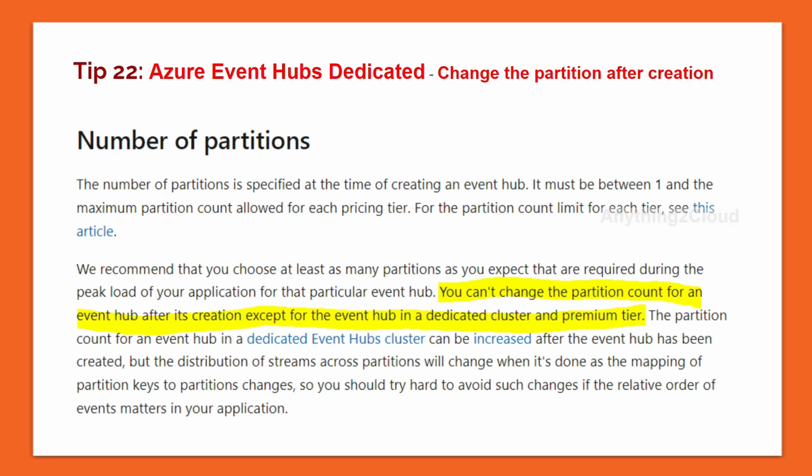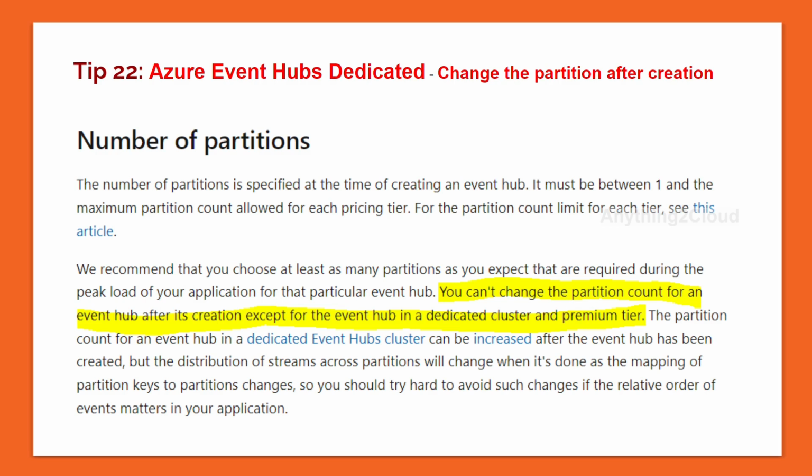The next step is on partitions in Azure Event Hubs dedicated. The number of partitions is specified at the time of creating the Event Hub. It must be between 1 and the maximum partition count allowed for each pricing tier. We recommend that you choose at least as many partitions as you expect to require during the peak load of your application for the particular Event Hub.